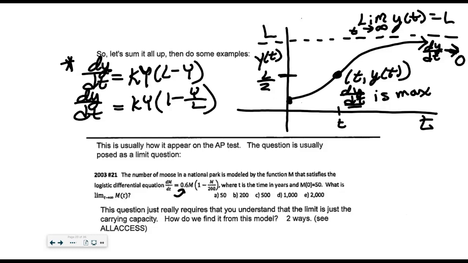You okay with that? But then, since this got divided by L, this kind of changes. But it's still a constant. Right? Sometimes you'll see this distributed and you'll be like, what? That doesn't look quite right. And if you don't want to have to morph them, so I'm going to go LKY minus KY squared.